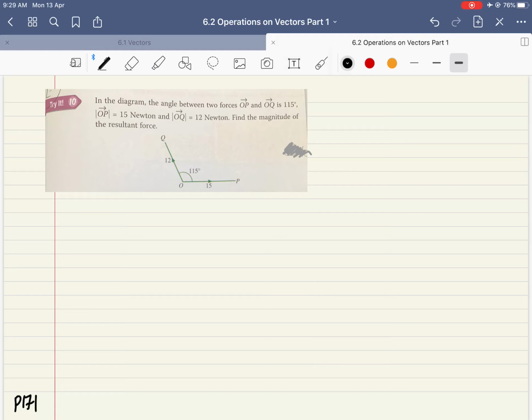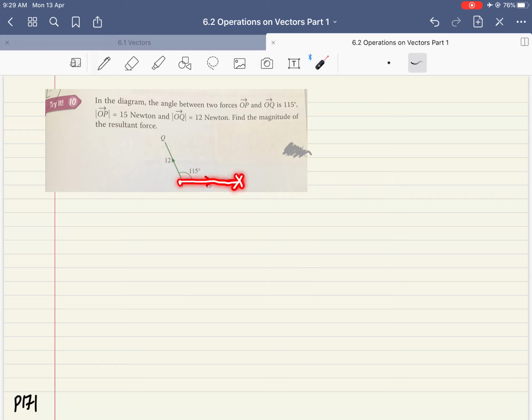We are moving now to page 171. We have try it 10. In the diagram, the angle between two forces OP and OQ is 115 degrees. Now find the magnitude of the resultant force. I'm going to redraw the diagram. If I'm trying to add OP plus OQ, OP is this. Notice that OQ is on this side. So what we can do is to transplant, so to speak, OQ to join up.